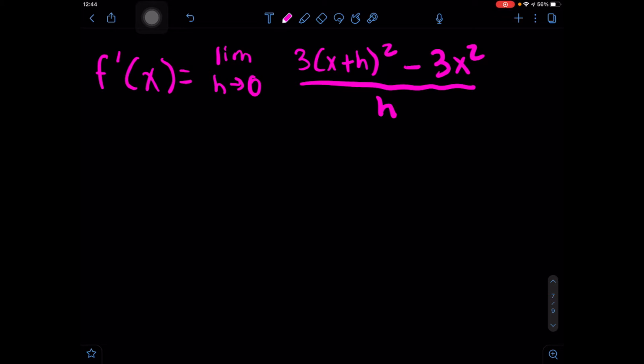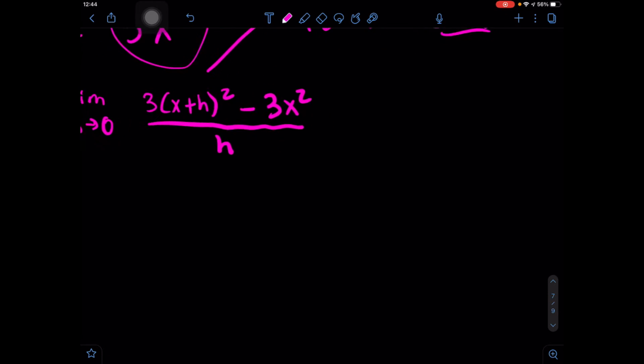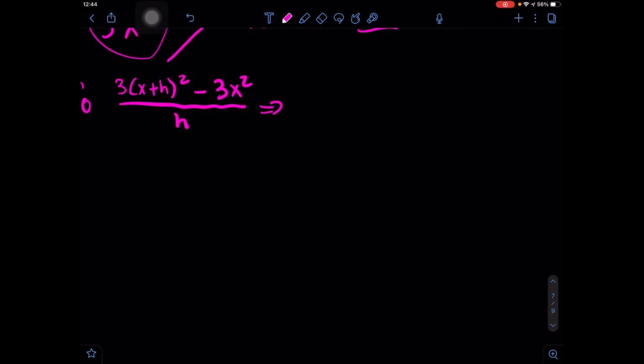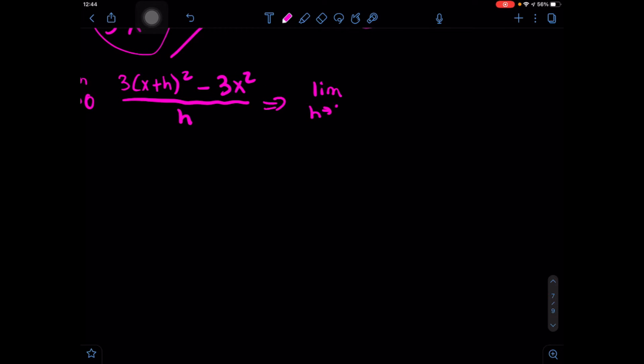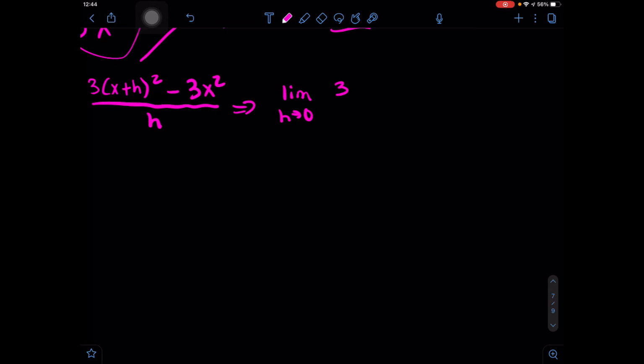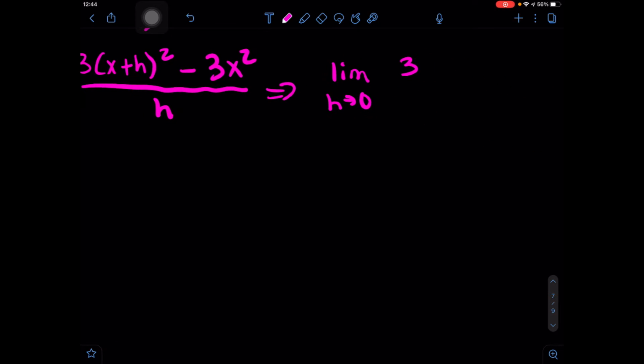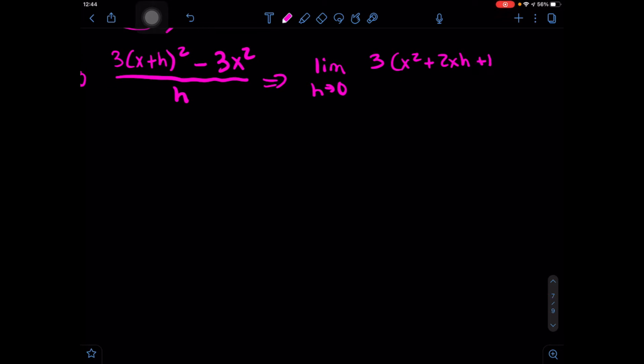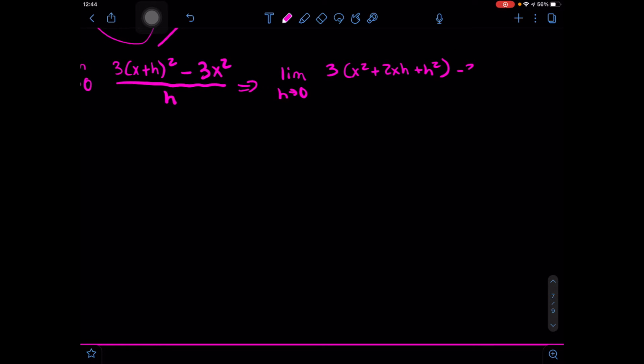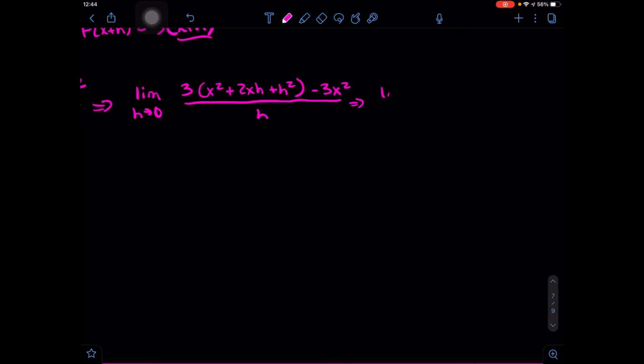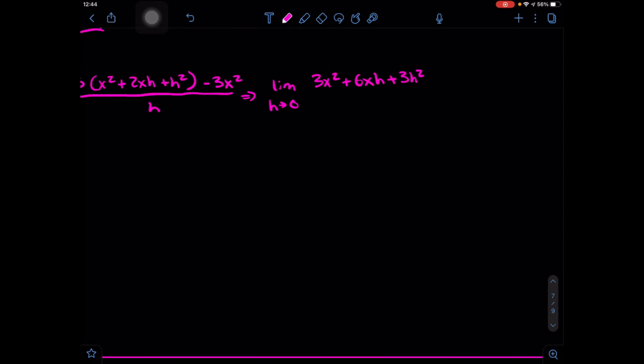Okay, so we have this so far, and now the next step is going to be to multiply everything out so then we can start simplifying. Limit as h approaches 0. Now, if you expand this, it's going to be x squared plus 2xh plus h squared, minus 3x squared, all over h. Then if you distribute the 3, it will be the limit as h approaches 0 of 3x squared plus 6xh plus 3h squared minus 3x squared, all over h.